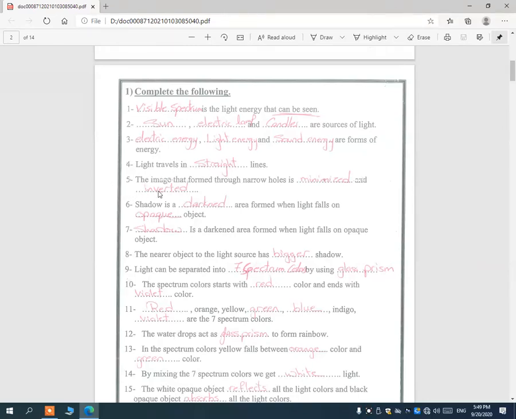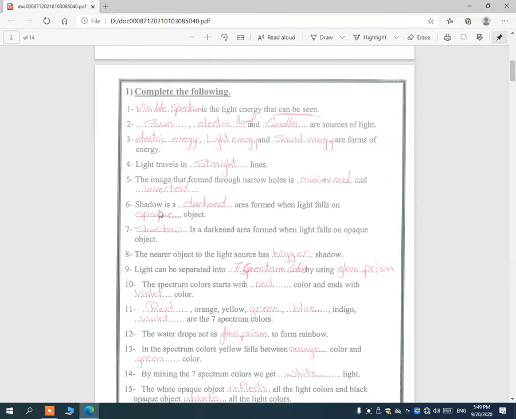Number 5, the image that formed through narrow holes is minimized and inverted. The image formed through narrow holes is minimized and inverted.